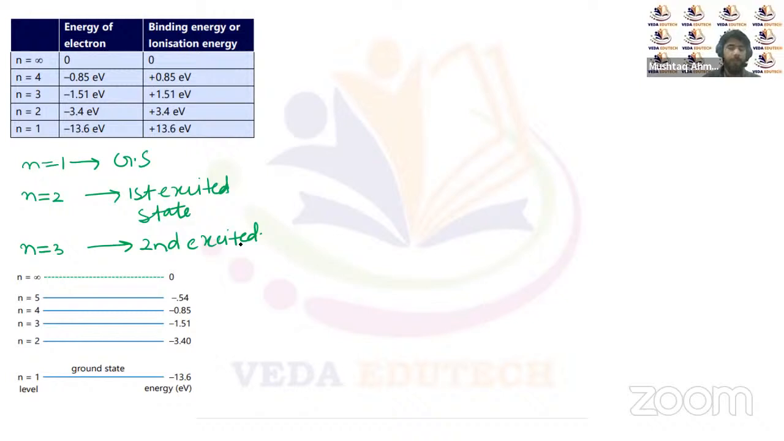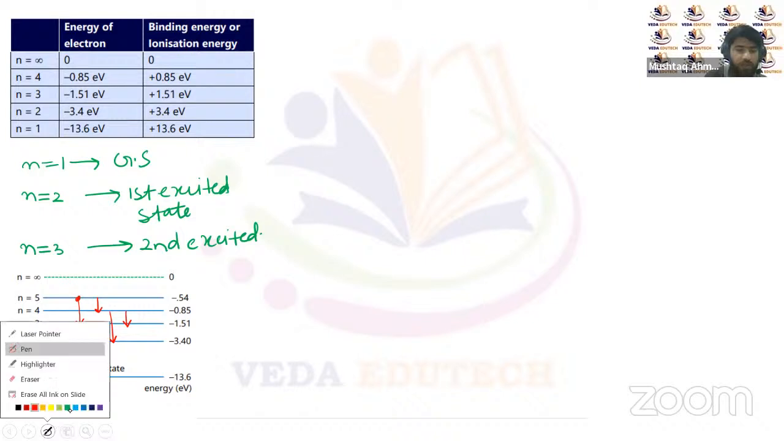N equal to 5 will be the fourth excited state. Now, an electron can make transitions. Let's suppose the electron is present in n equal to 5. It can make a transition from n equal to 5 to n equal to 3, or from n equal to 5 to n equal to 4. It can then make a transition from n equal to 4 to n equal to 2, or from n equal to 4 to n equal to 3. The electron can also make a transition from n equal to 2 to n equal to 1. So there are many spectral lines possible for the transitions by which the electron reaches the ground state.